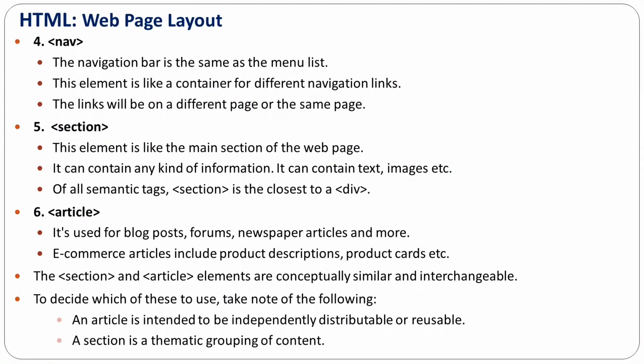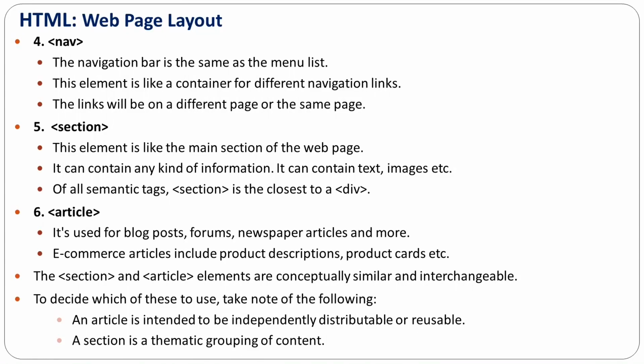Next is the section element. This element is like the main section of the web page. It can contain any kind of information. It can contain text, images, etc. Of all semantic tags, section is the closest to the division tag. That means it looks like a division tag. It is very close to division. Very important content goes in the section tag.